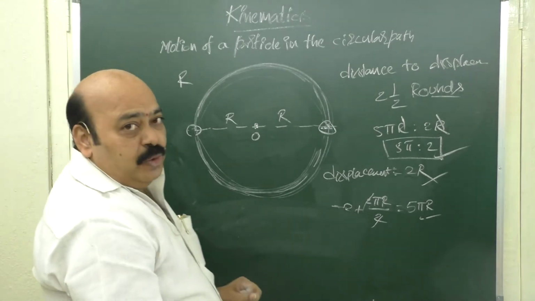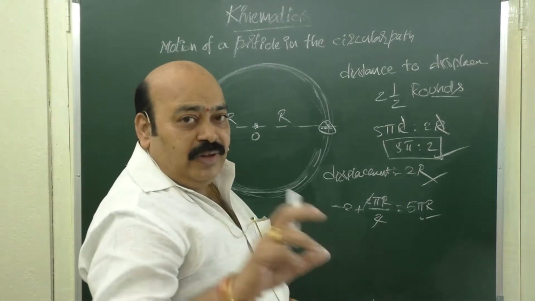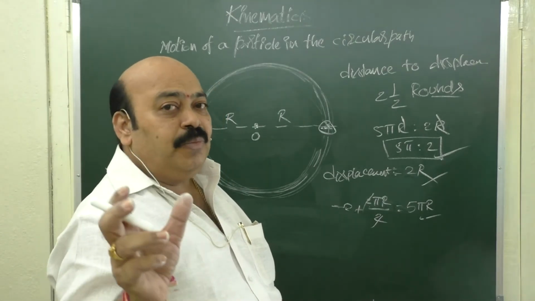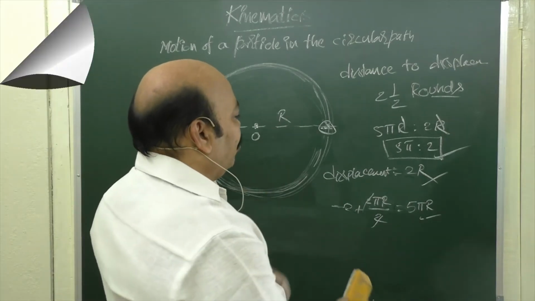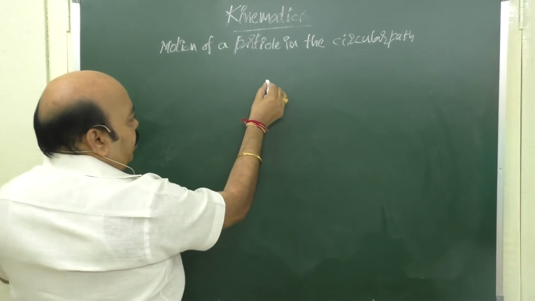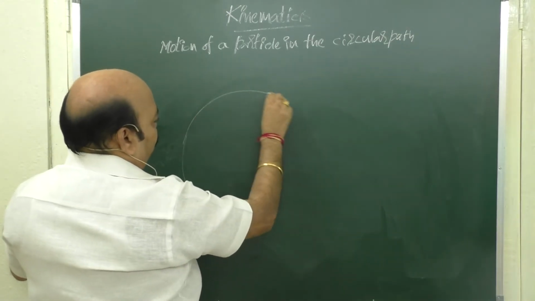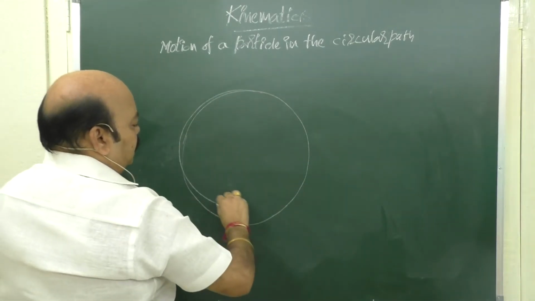Then you may raise one more question. Sir, always it is a complete circle or half circle only. Why not a part of a circle? Let's welcome that. We will take it now. A particle is moving along a circular path. It's a circular path.